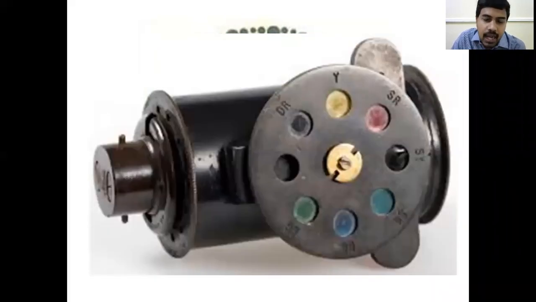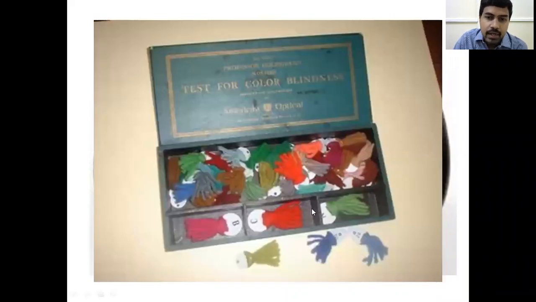This is the Eldridge Green Lantern test. Here small lights of different colors will be projected. It is used by the railway department to screen loco pilots and others. And this is Holmgren's wool test. Here we have pairs of wool. We give the patient one color of wool, for example blue, and ask him to pick a similar color wool from the box, where all colors of wool are placed. If he matches the same color, his color vision is good. If he matches a different color, then there is a defect in his color vision.